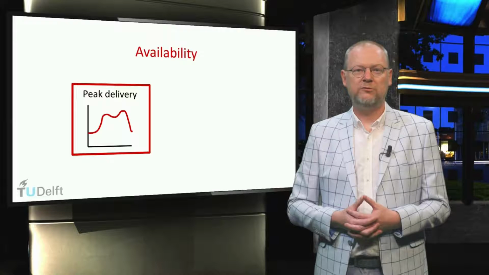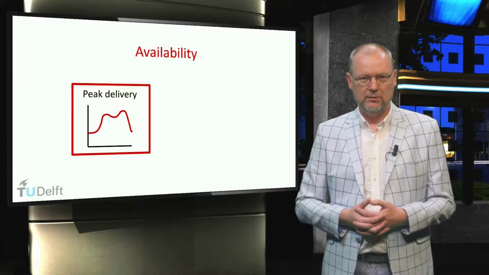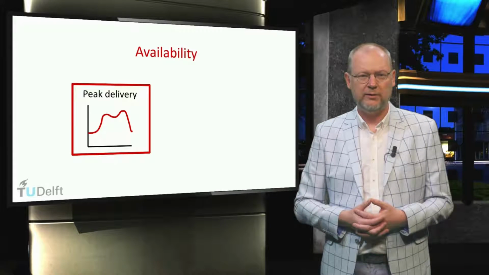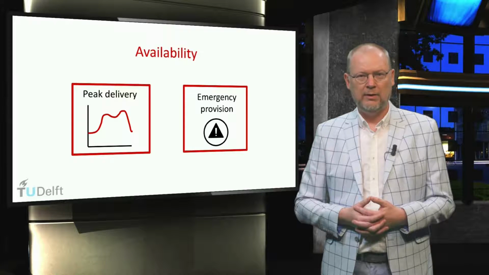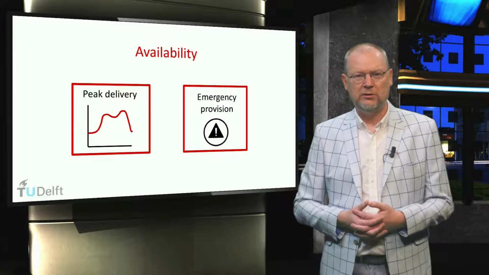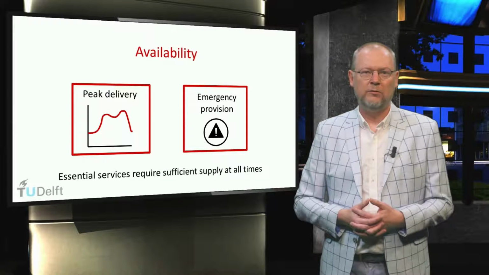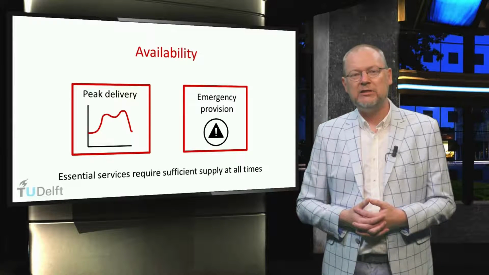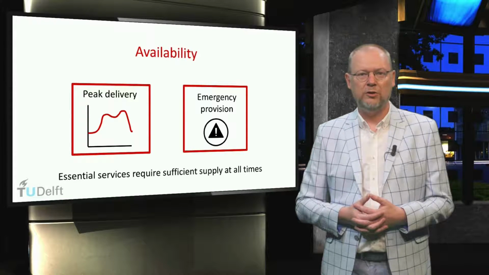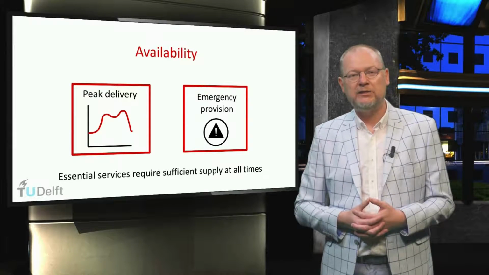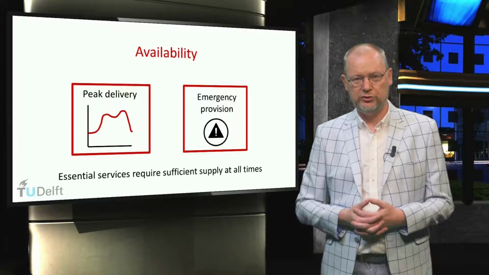With respect to availability, we have several areas of impact. We have the area of peak supply, where we are dealing with demand fluctuations. And we have contingencies, so emergency provision. For essential services, it's important to have a sufficient supply of the commodity under all circumstances, as many of our economic processes depend on this sufficient supply.